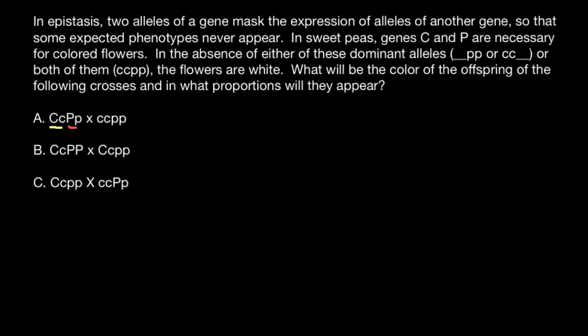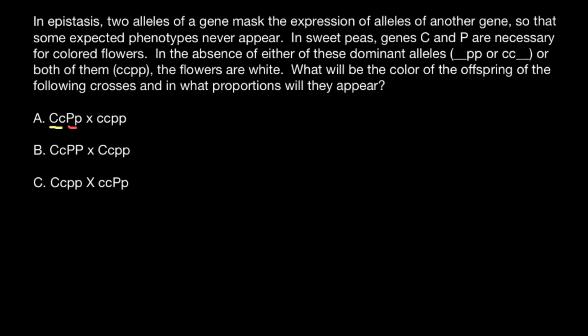And now I think you would be able to answer this question. The parent on the left wouldn't be able to produce color, and the one on the right also wouldn't, because we need at least one dominant allele in each pair. So let's now try to solve the first problem. So we have two parents.